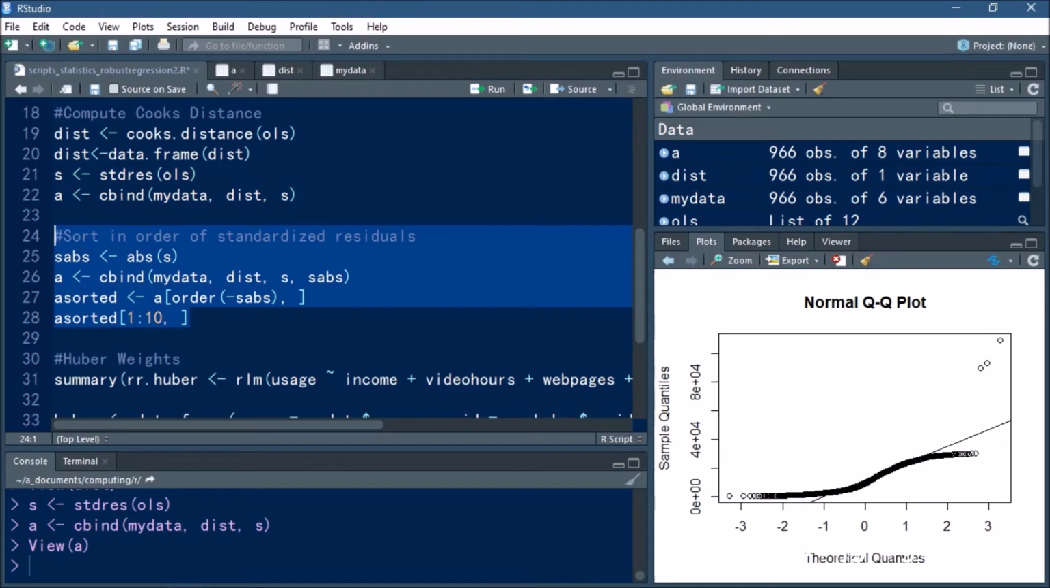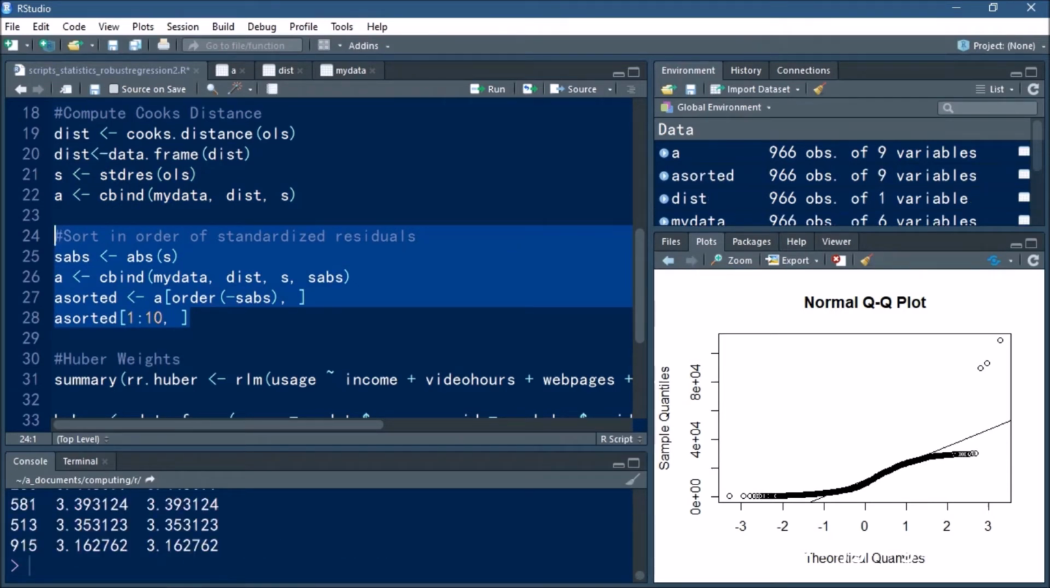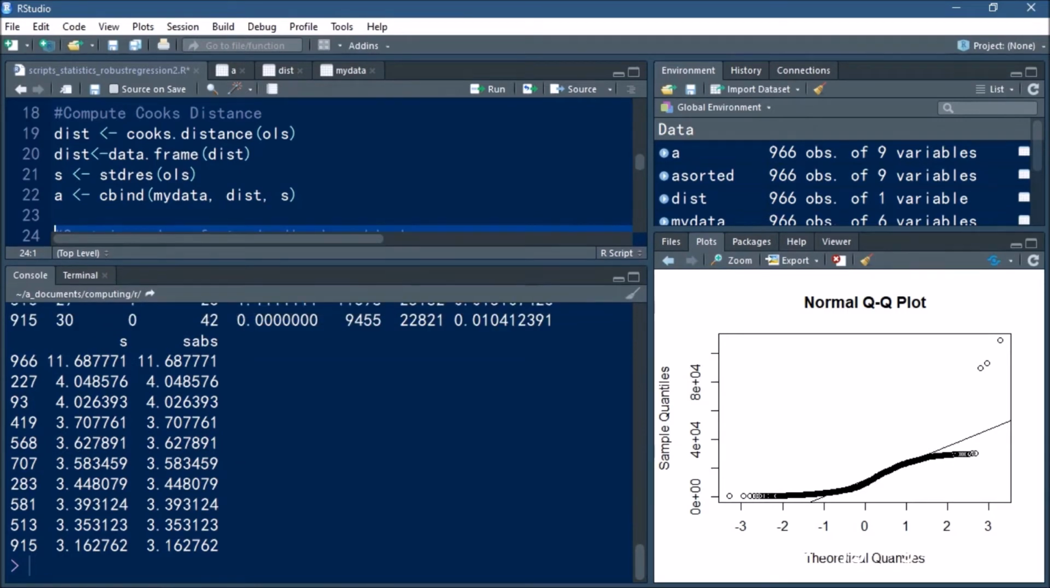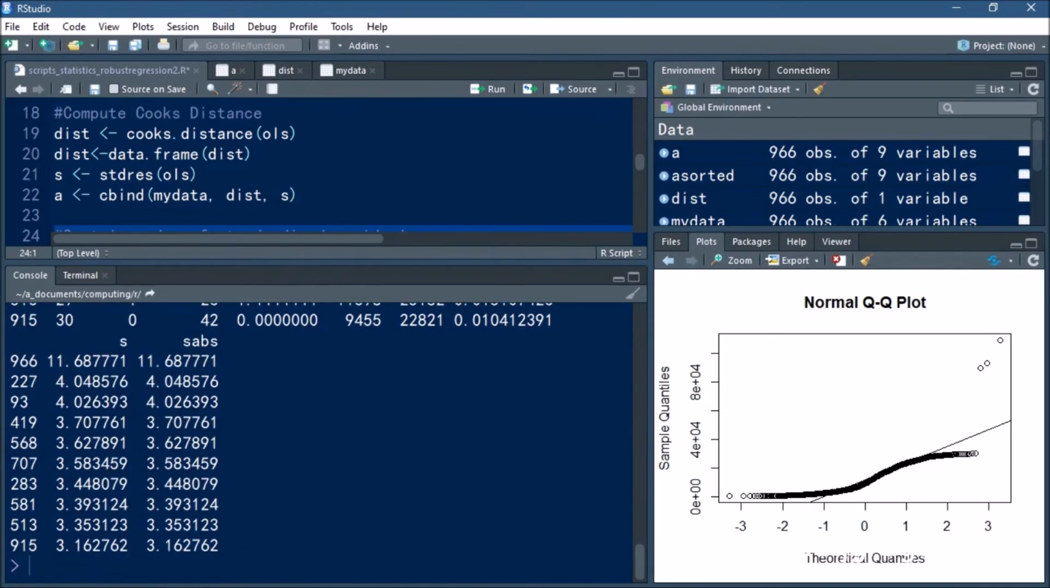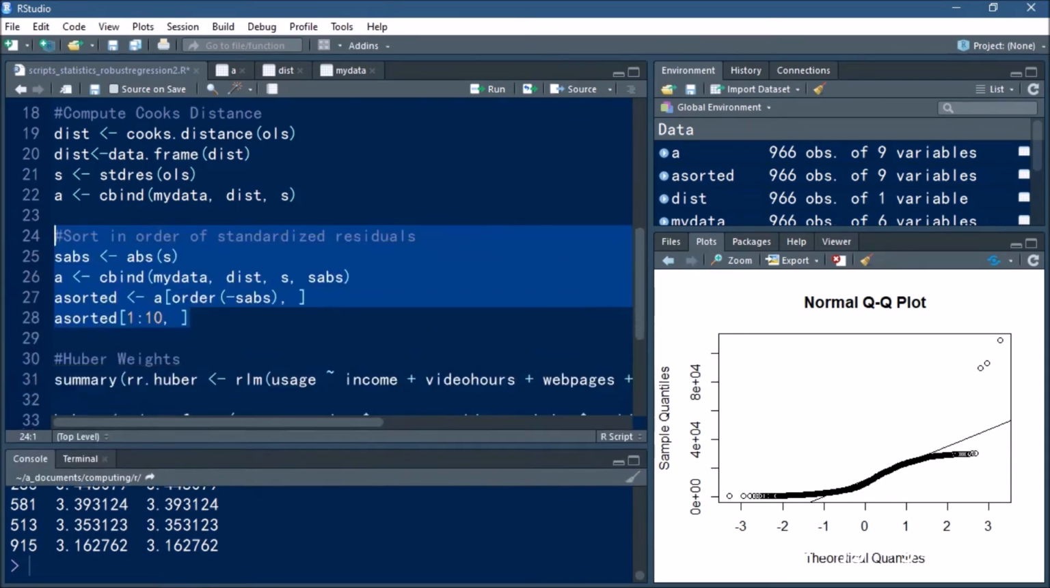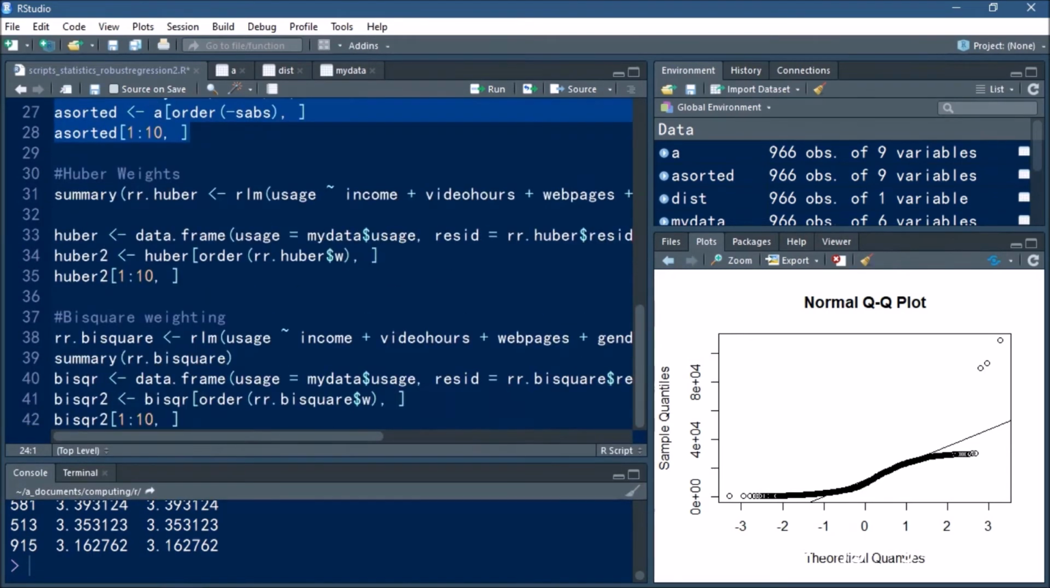We can sort our data set in order of the standardized residuals. If we look at the first 10 observations here, you can see that this is what we come up with. Now, we're going to run two different regressions. One, we're going to use Huber weights, and the other, we're going to use bisquare weighting.